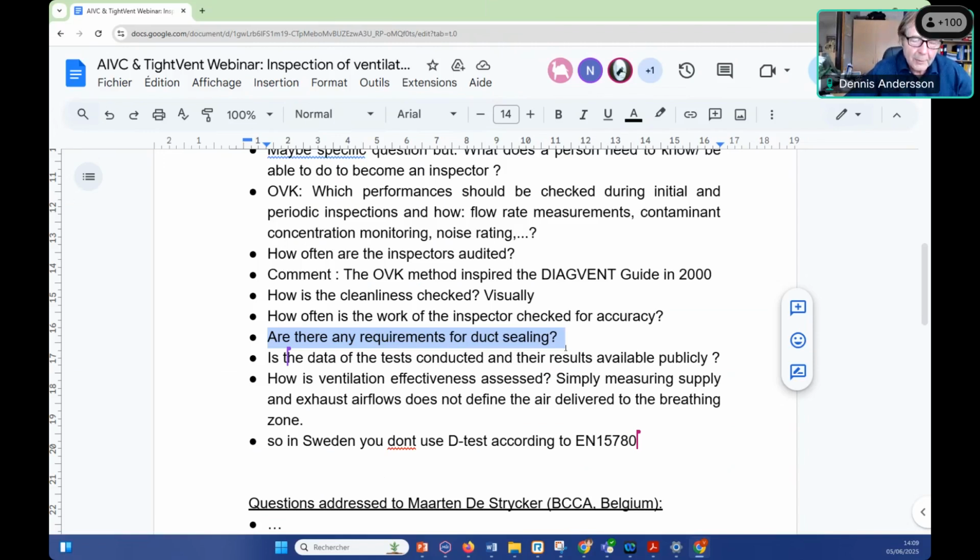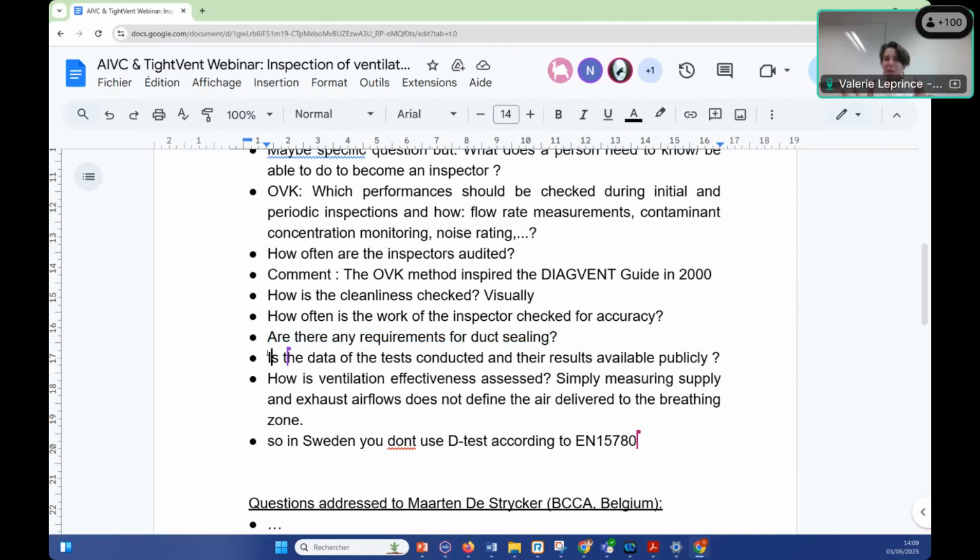Okay. But it's often written in the agreement that the ventilation manufacturer installs after. So if you have an agreement, then it's often a part of this. Okay, so it should be tight enough. Yeah, tight enough, whatever it means.